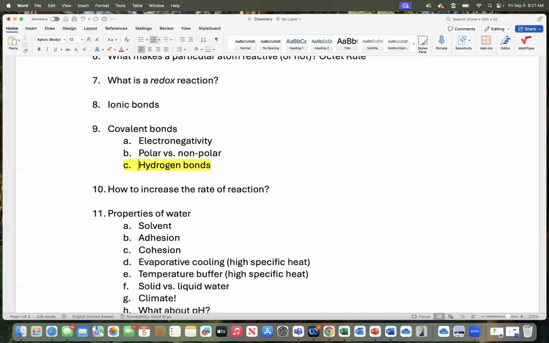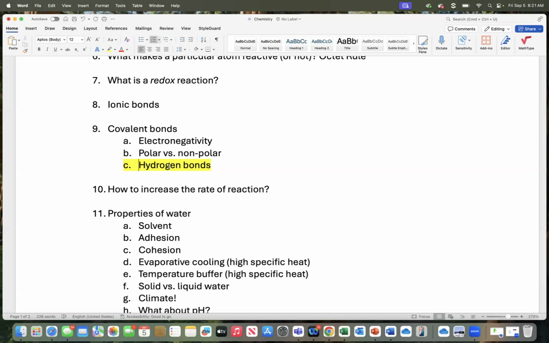Okay, so the thing about polar and nonpolar molecules is that molecules that are held together by polar covalent bonds are what we're going to call hydrophilic or water soluble, meaning they dissolve in water, they like water, they interact with water, they're cool with it, right? Because water is also polar. Polar things dissolve in polar things.